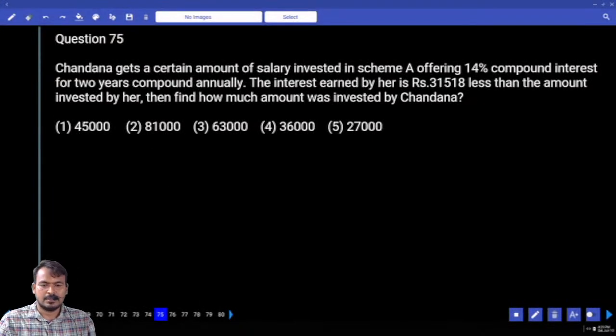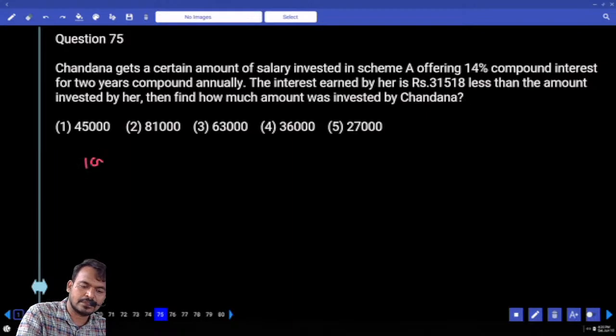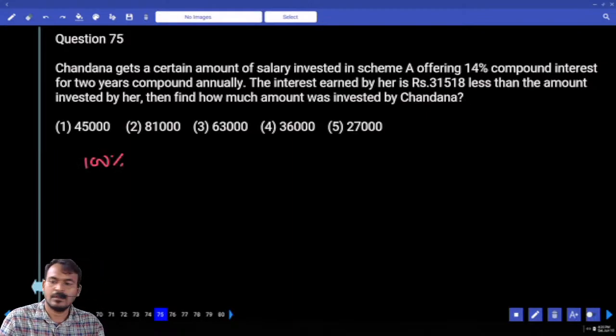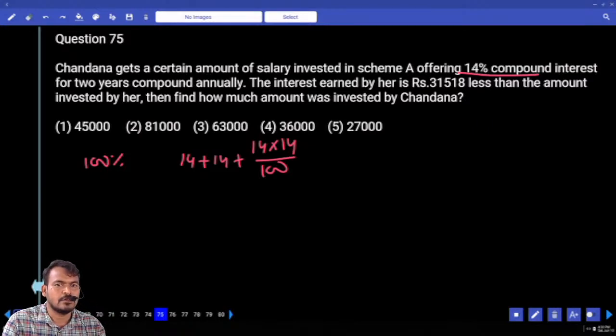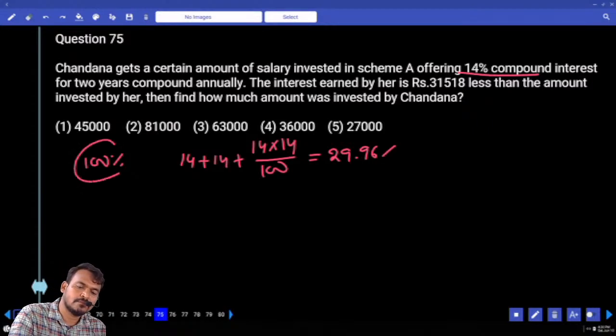First of all, Chandana's investment amount we consider how much? 100%. What is the per annum rate of percent here? 14%. 14% for 2 years. What is the compound interest formula we write? A plus B plus AB by 100. Compound interest is successive increase or decrease? Increase. 14 plus 14, 28. 14 into 14, 196. By 100 means 1.96. Total it is 29.96%.